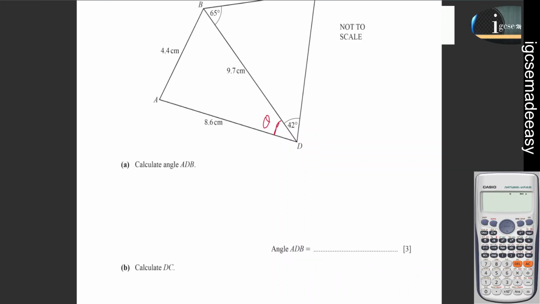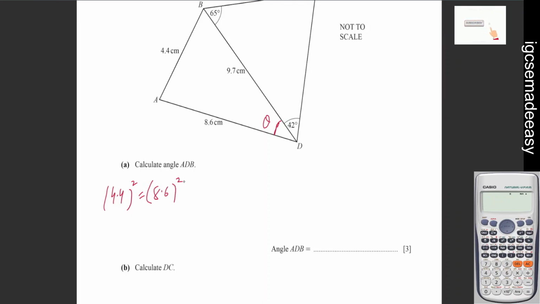So the cosine rule says that this side is 4.4, right? So c square, 4.4 square, will be equal to 8.6 square. C square is equal to a square plus b square, where b square is the other side. A square plus b square minus 2 times a times b times cos theta.